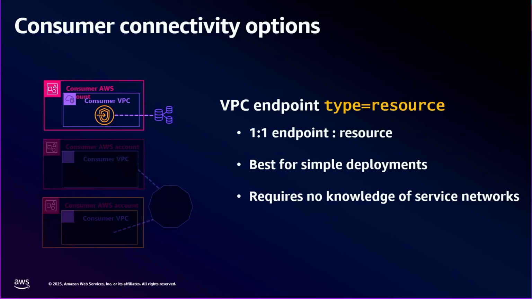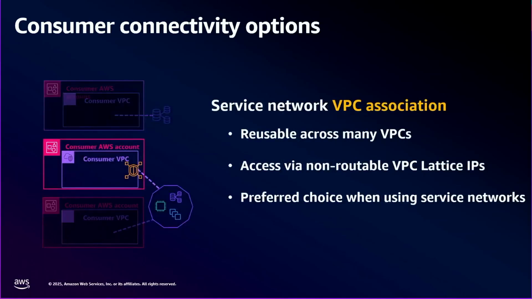So if we think about the consumer connectivity, a VPC resource endpoint is great for one-to-one connectivity, for simplified deployments. And if you're not really sure on what the connectivity pattern is and you just need connectivity to a service, a resource endpoint is purpose-fit for that. If you want a reusable pattern that you want to be able to connect to many VPCs, but you don't want to expose those services outside of that VPC, using non-routable link local IP addresses in VPC Lattice is the perfect use case for using a VPC Lattice association, and is the preferred choice for service networks on AWS.